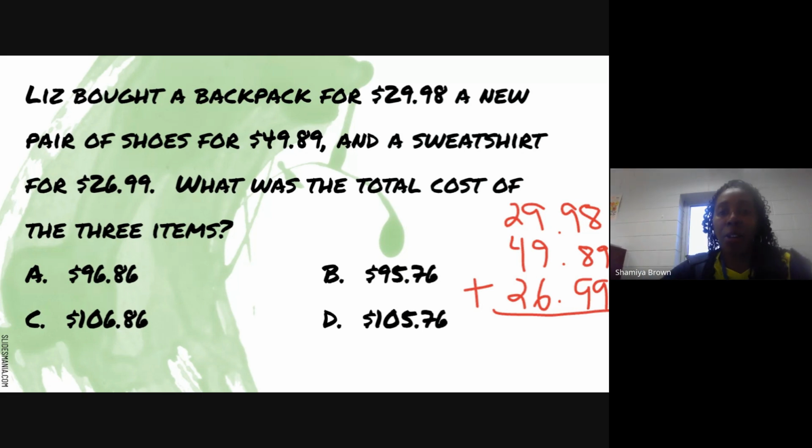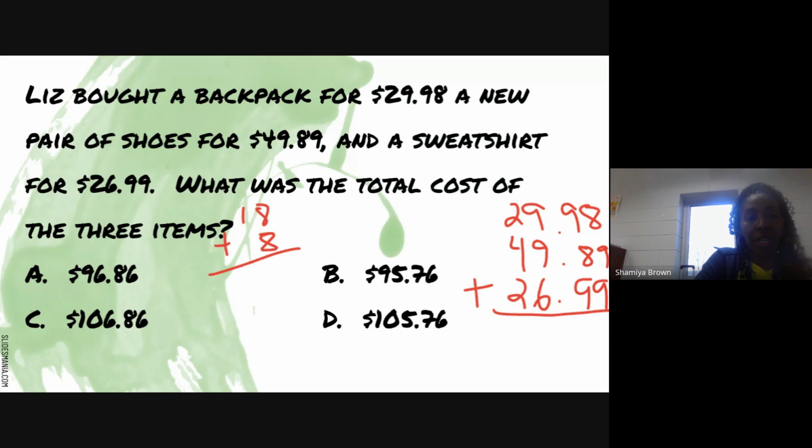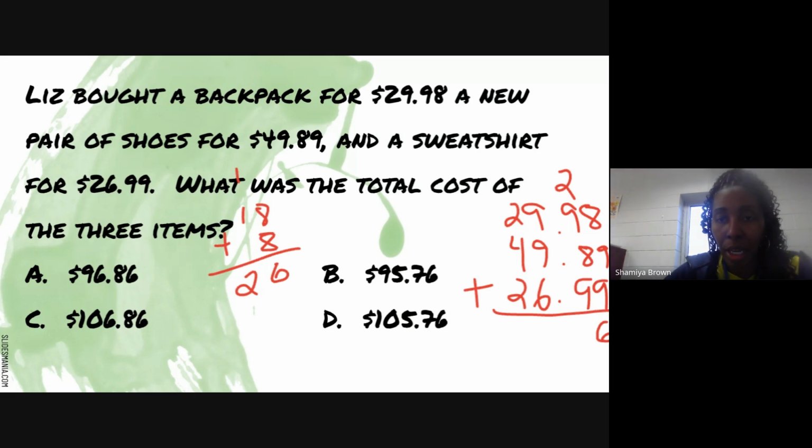Okay, so let me start over. I have 8 plus 9 plus 9. So let me just do the easy thing. 9 plus 9 is 18. Then I have to do 18 plus 8. So 8 plus 8 is 16. Put my 6, carry my 1. 1 plus 1 is 2. So that should be 26. So I have a 6 here, 2 here. So I have 2 plus 9 plus 8 plus 9.